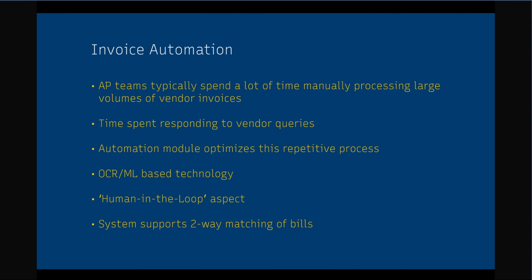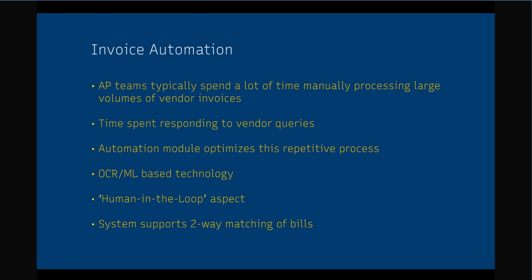In most companies, the AP team spends a lot of time manually processing large volumes of vendor invoices by keying in the data from the invoice into an ERP system like NetSuite, and then matching them to POs, etc. They also spend time responding to vendor inquiries. Our invoice automation module optimizes this mundane and repetitive process by automating the core process of converting vendor invoices into bills in NetSuite within minutes of it being received.